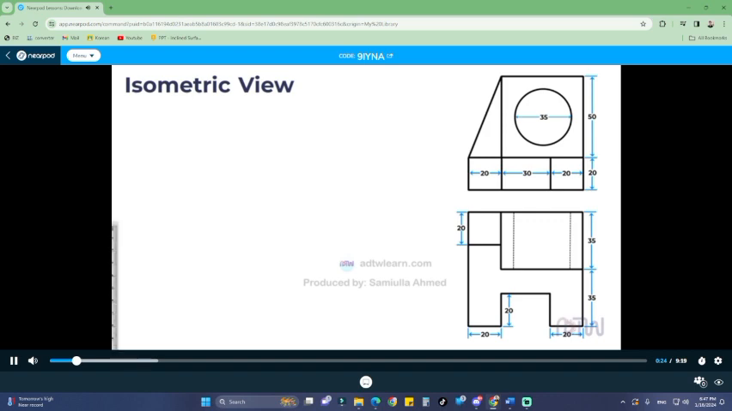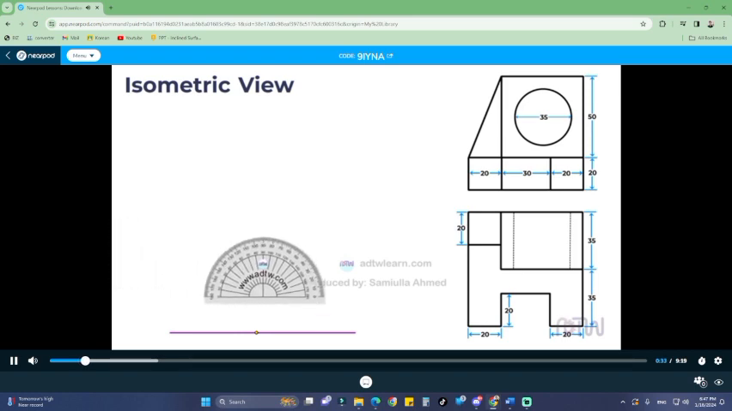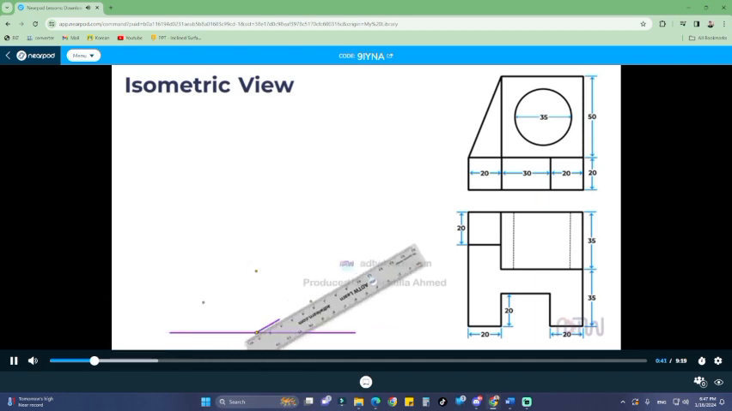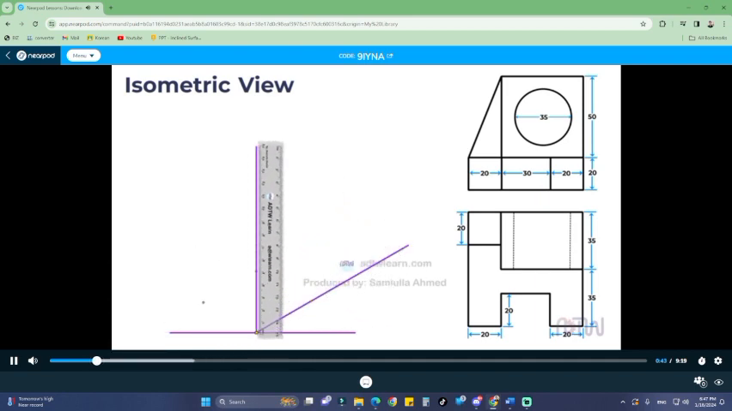To do this, take a ruler and draw a horizontal line. Then, mark a center point on this line. Next, take a protractor and mark 30 degrees on both sides of the center point, as well as 90 degrees. Draw lines passing through these points from the center point. The line passing through the 30-degree mark will be the x-axis, the line passing through the 90-degree mark will be the y-axis, and the remaining line will be the z-axis.